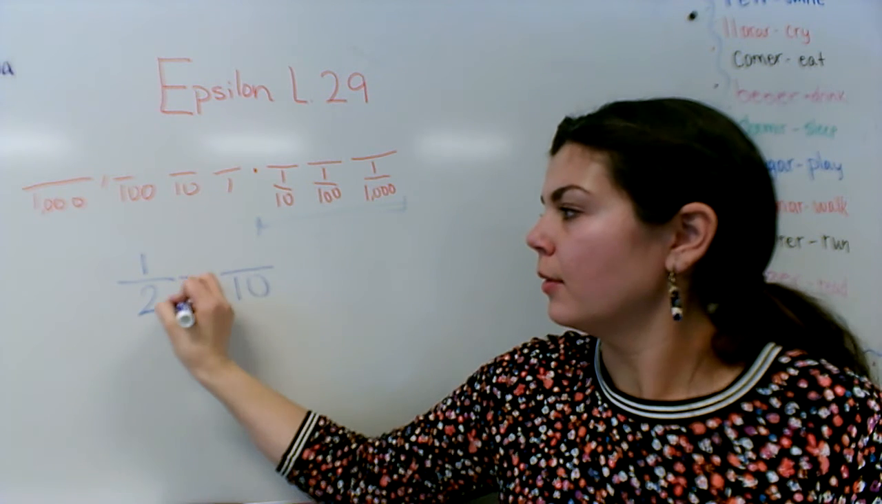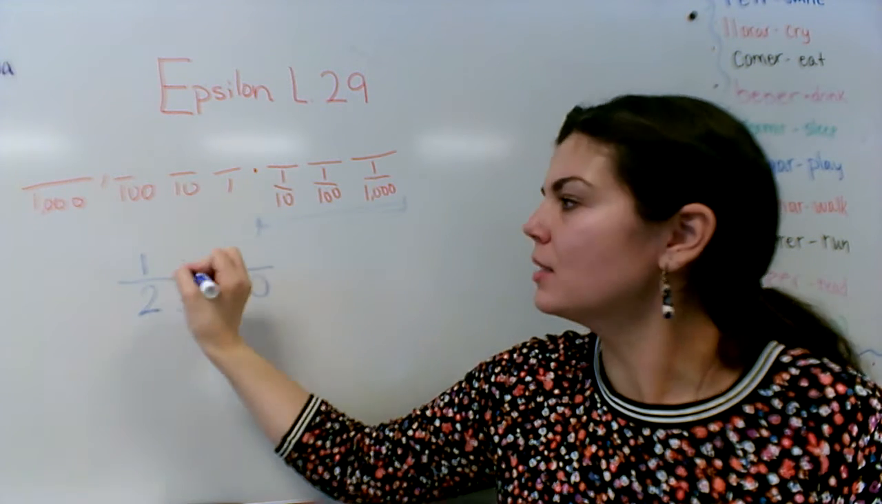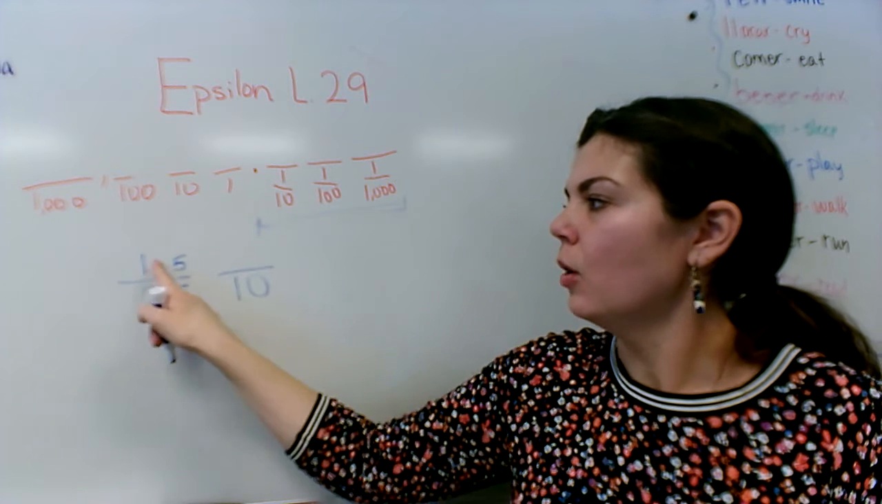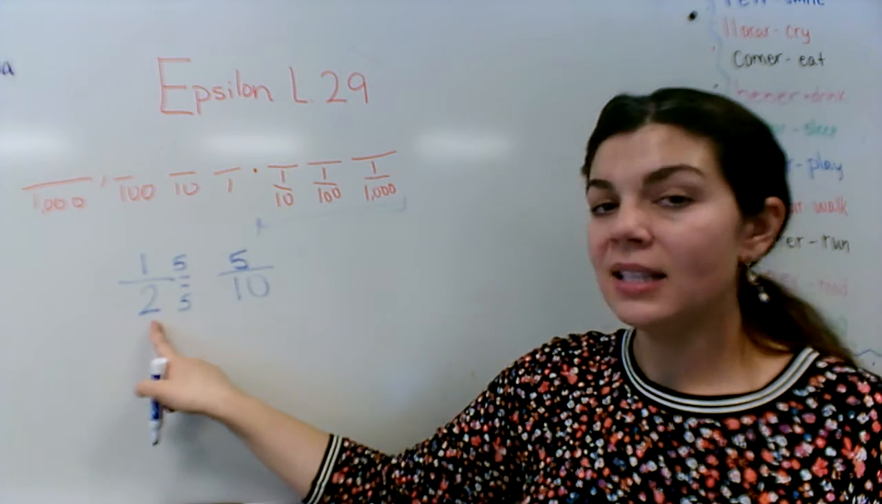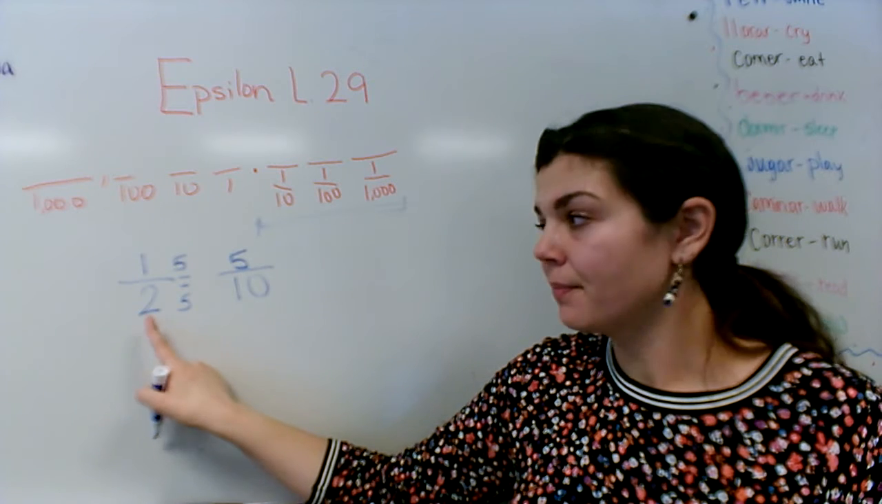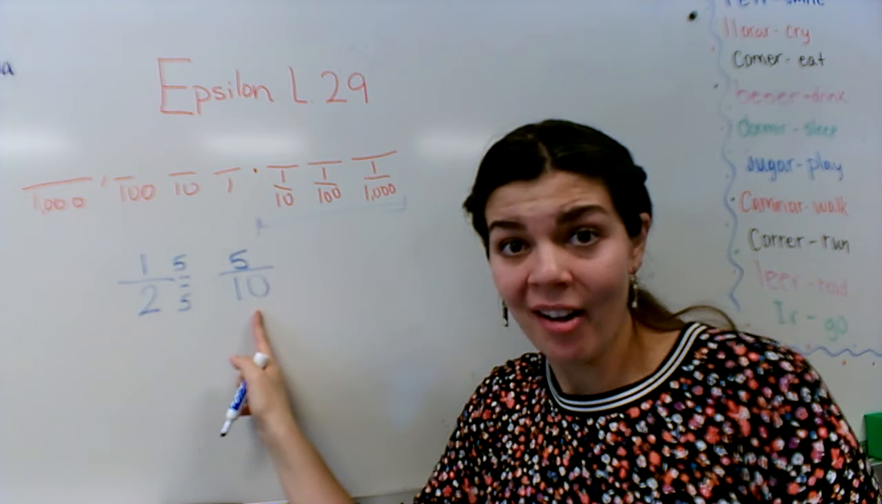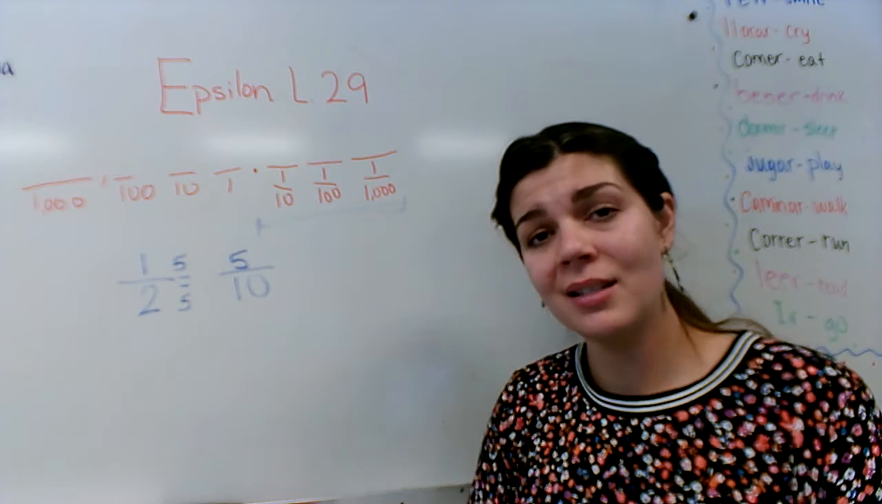If I do it to the bottom, I have to do it to the top. 2 times 5 is 10. 1 times 5 is 5. Now, are these fractions the same? Half and 5/10? Yes, they are. They are the same thing. This one is just reduced, and this one is not.